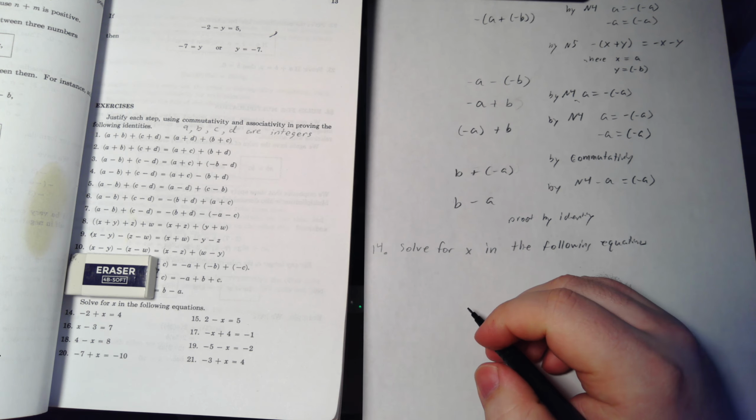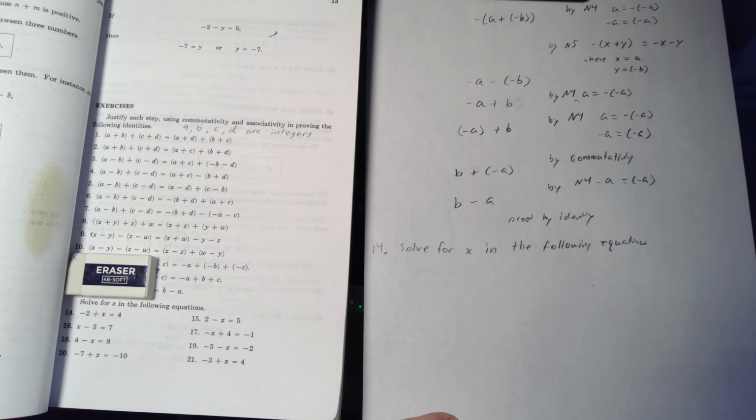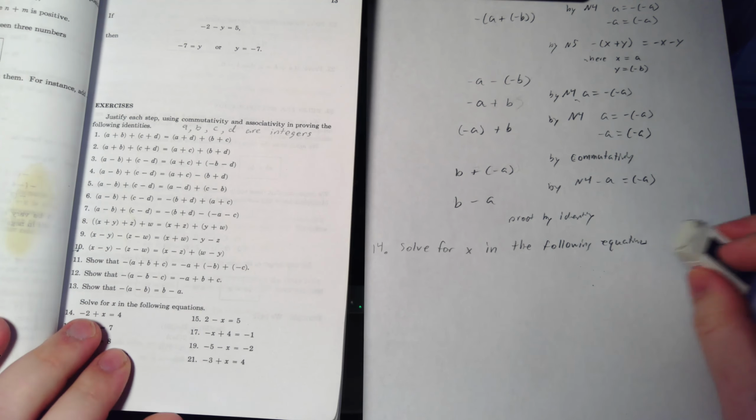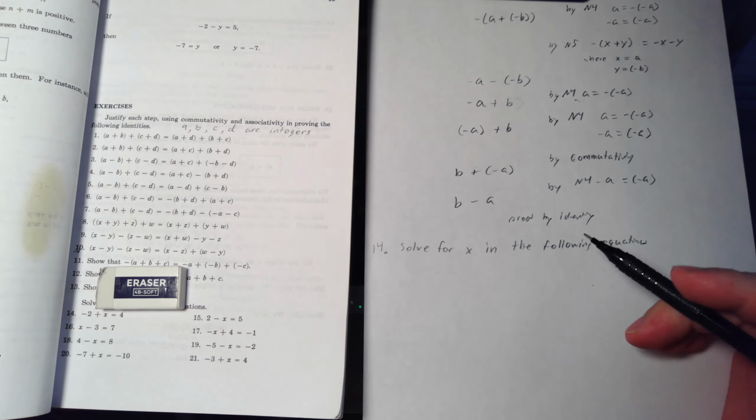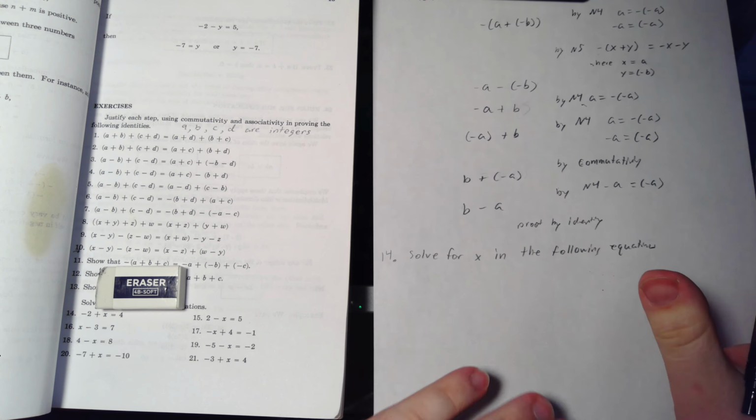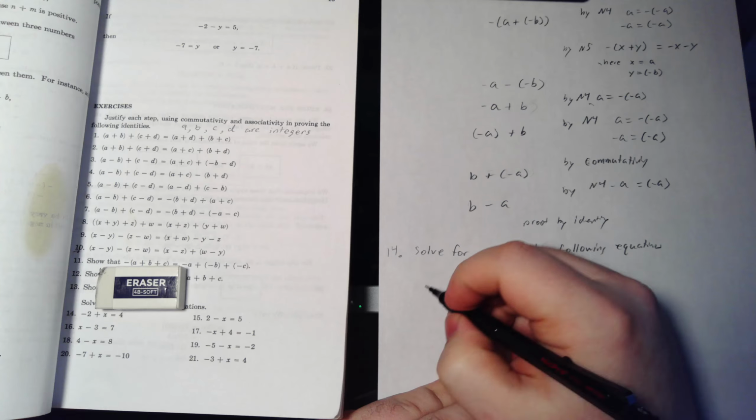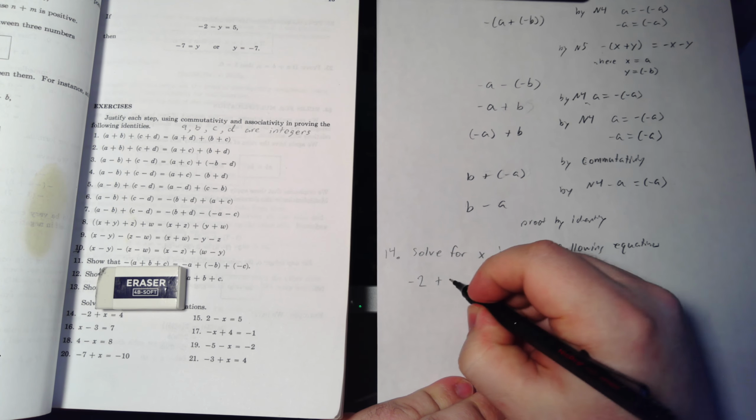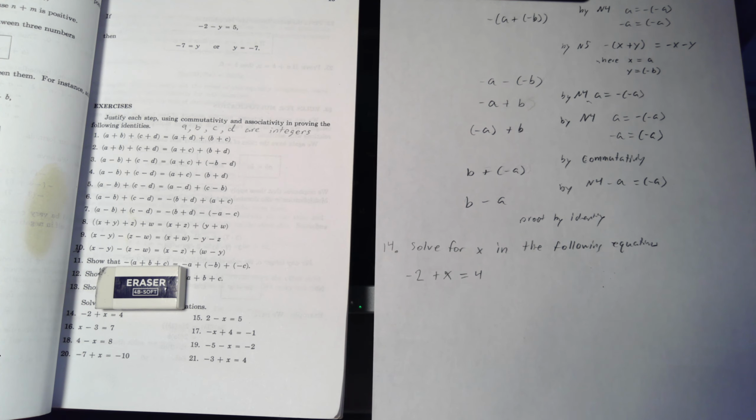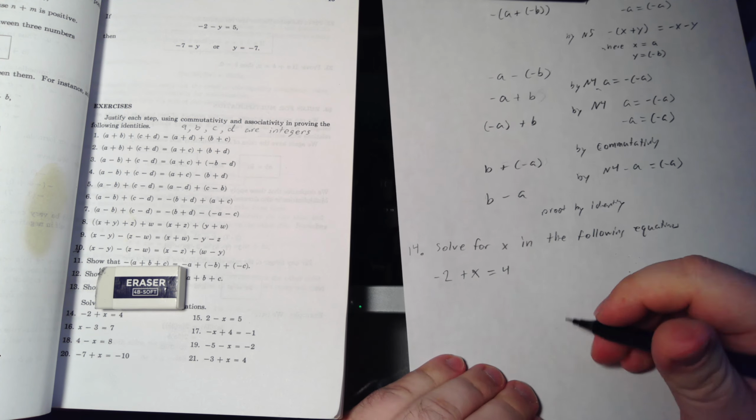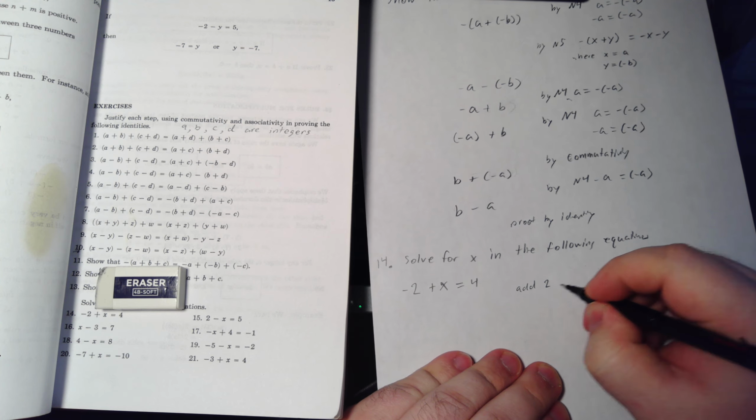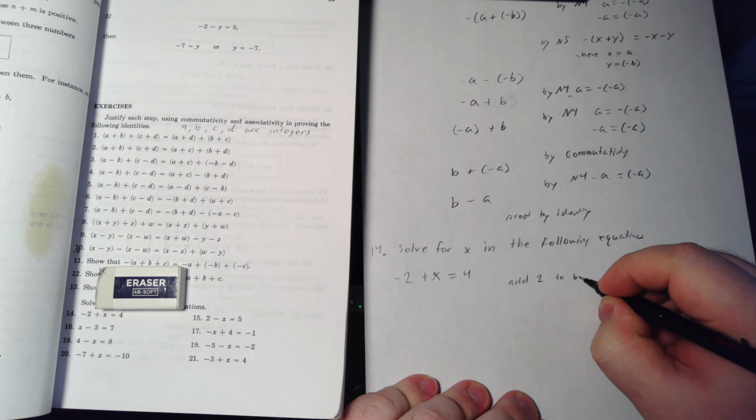Alright, 14. Solve for x in the following equations. So it looks like from problems 14 to 21, we'll be dealing with solving for x. Ooh, a new problem that we've never ever seen before, of course. Alright, so 14, we have minus 2 plus x equals 4. Okay, well that's quite easy. So what we could do is add 2 to both sides.